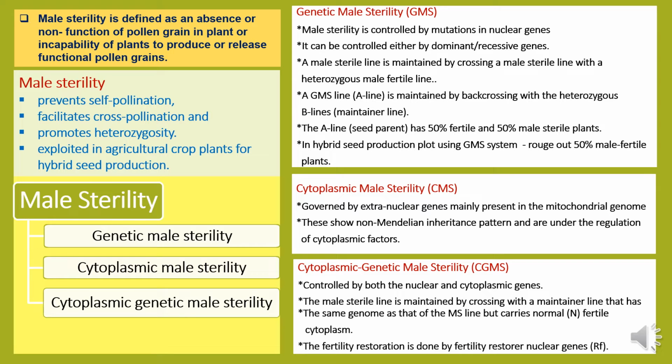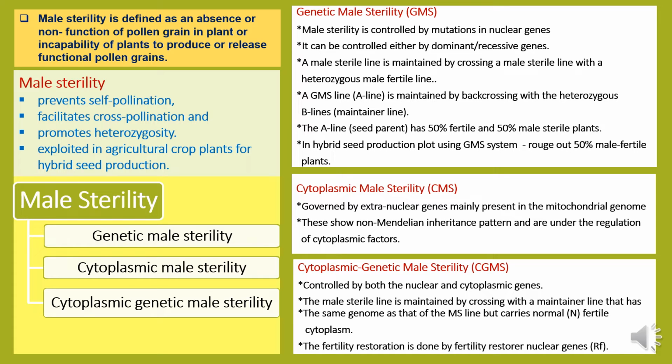Another genetic component of hybrid seed production is male sterility. Male sterility is defined as the absence of functional pollen grains in a plant, or the incapability of plants to produce or release functional pollen grains. Male sterility prevents self-pollination, facilitates cross-pollination, promotes heterozygosity, and is exploited in agricultural crop plants for hybrid seed production. Male sterility is of different types: genetic male sterility, cytoplasmic male sterility, and cytoplasmic genetic male sterility.